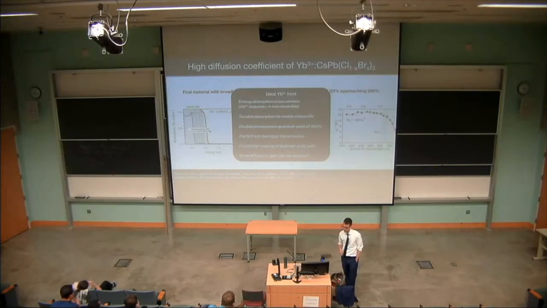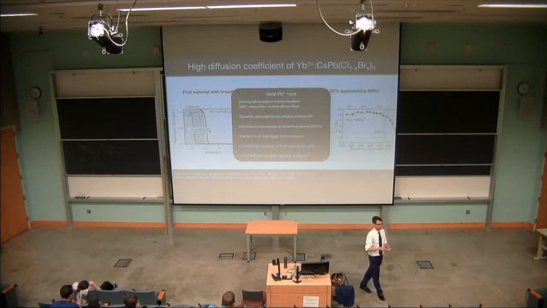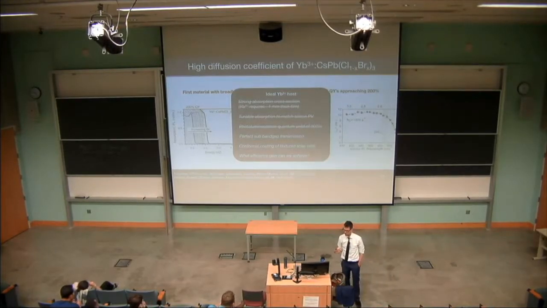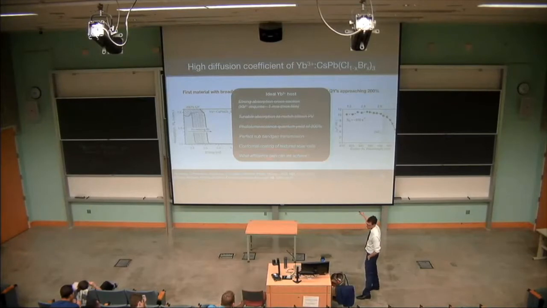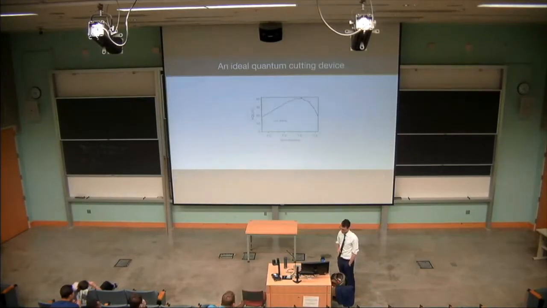Some last goals are still, can we make this with a very perfect sub-band gap transmission? Can we actually coat this on the silicon solar cells, which have very strong texturing to them to enable very high light absorption? And overall, what kind of efficiency gains could we expect to achieve? First, I'll address this question, and I'll try to move quickly through it.